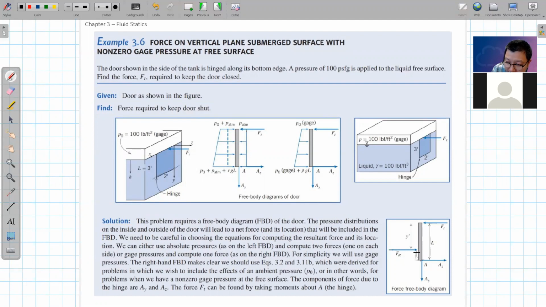This distance is determined by the center of pressure, where this FR's point of application will be. So it goes back to our first problem. We need to calculate both the magnitude of this FR and also the point of application, this Y prime value. After we get Y prime, FR times Y prime should be equal to L times FT. That way, we can calculate FT.